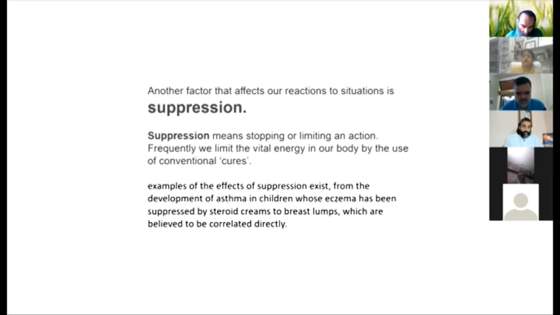So frequently we limit the vital energy in our body by the use of conventional cures. Examples of the effects of suppression include the development of asthma in children whose eczema has been suppressed. This is the commonest example we know. If you suppress eczema with steroid cream, it can develop into a lot of cases of asthma as well as breast lumps, which we have commonly seen.